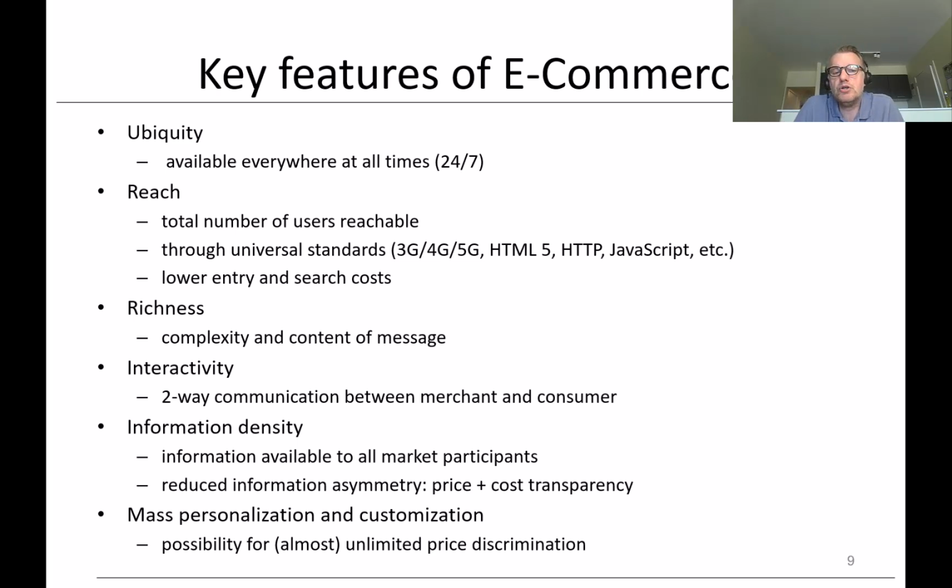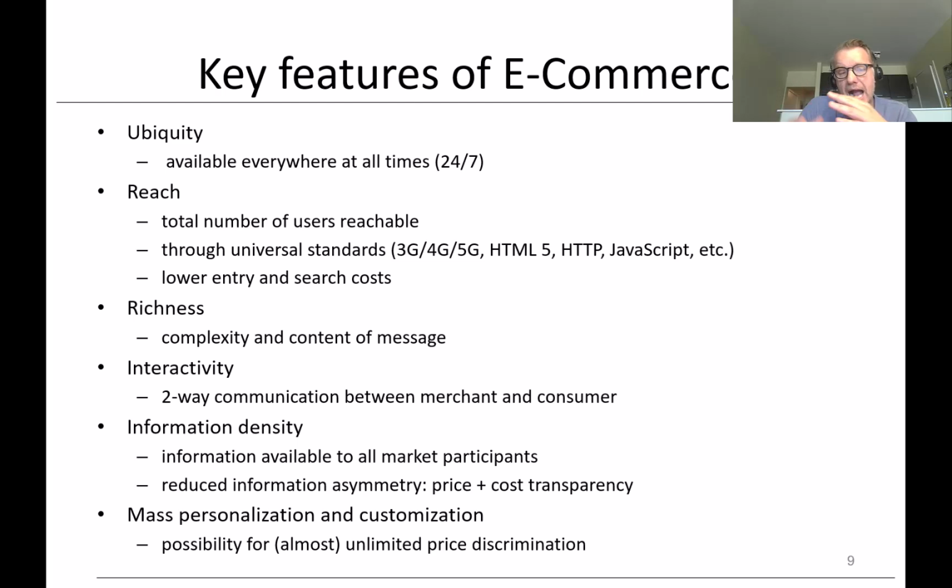And that's thanks to universal standards that allow you to connect to a worldwide network of people. Standards like 3G, 4G, 5G, HTTP, which is the standard that the internet uses to transport web pages, HTML5, JavaScript, etc. So if you want to engage into e-commerce, you just have to set up that website. You have ubiquity, unlimited reach, so you have very low entry and search costs.